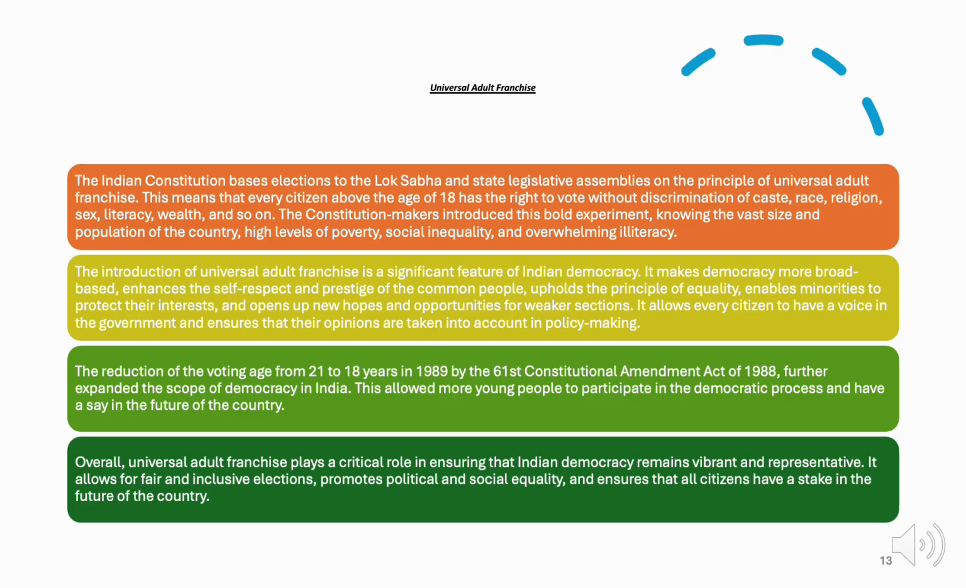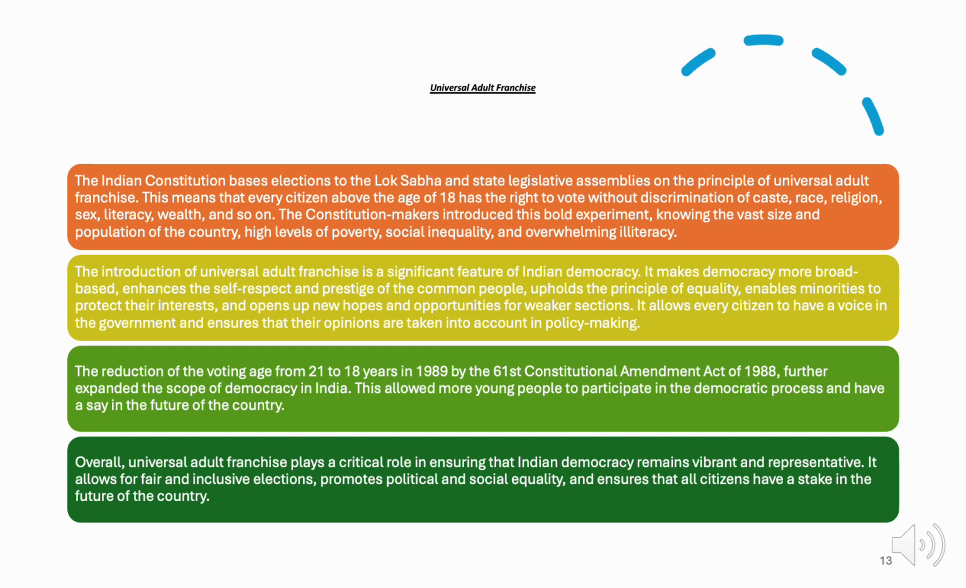Universal adult franchise. The Indian Constitution bases elections to the Lok Sabha and state legislative assemblies on the principle of universal adult franchise. This means that every citizen above the age of 18 has the right to vote without discrimination of caste, race, religion, sex, literacy, wealth, and so on. The Constitution makers introduced this bold experiment, knowing the vast size and population of the country, high levels of poverty, social inequality, and overwhelming illiteracy.